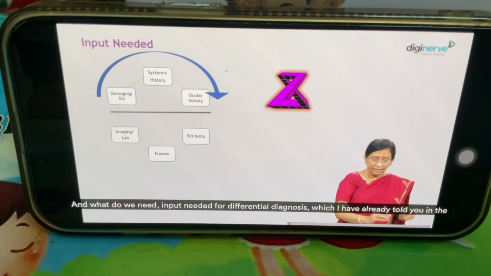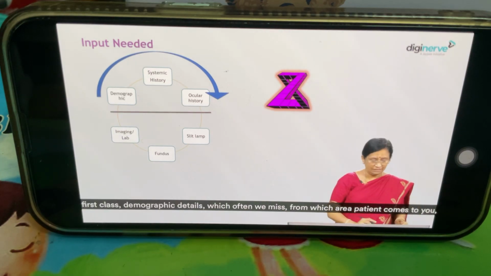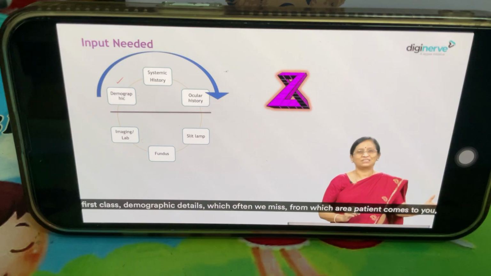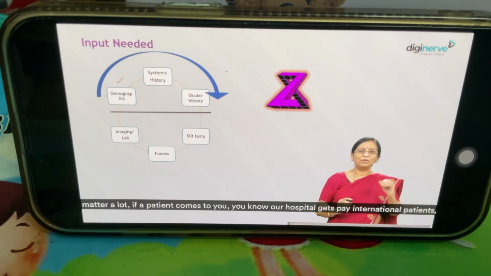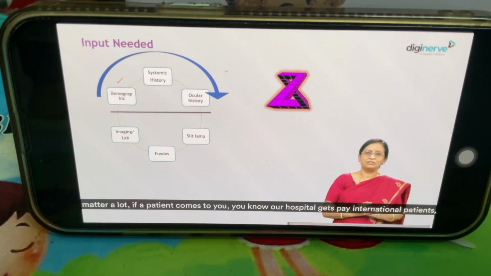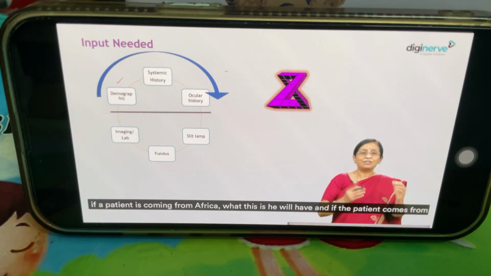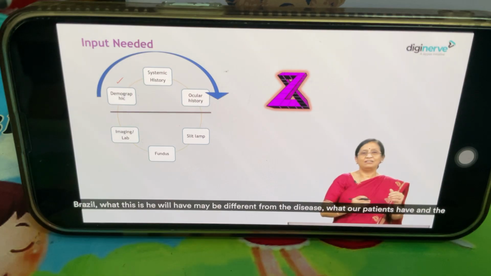And what do we need? Input needed for differential diagnosis, which I have already told you in the first class: demographic details, which we often miss. From which area the patient comes to you matters a lot. Our hospital gets international patients. If a patient is coming from Africa, what disease he will have, and if a patient comes from Brazil, what disease he will have, may be different from the disease our patients have.